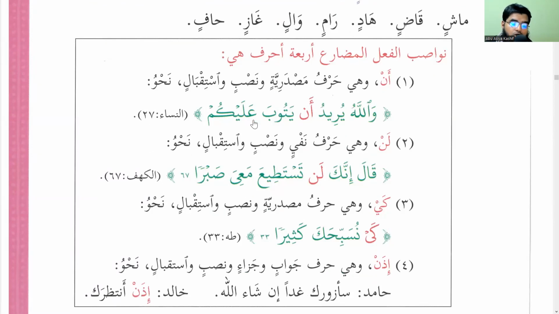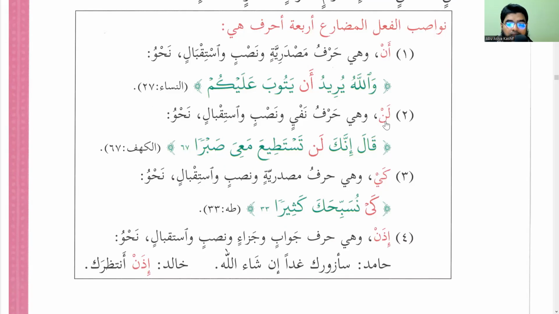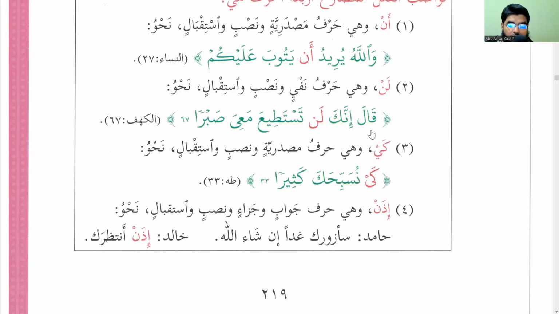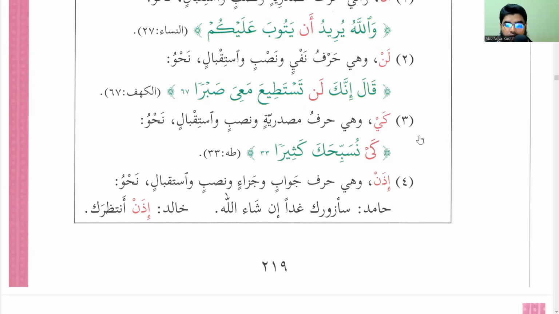Allah yuridu an yatuba alaykum. Allah wants to turn towards you. So mansub. And then lan, وهي حرف نفي ونصب واستقبال. Lan is used for future tense, right? We did it in book 2 also in various places. It's negation and nasb and istiqbal in future tense. قال إنك لن تستطيع معي صبرا. He said, you will not be able to have patience with me. In Surah Al-Kahf, he said to Musa, right?